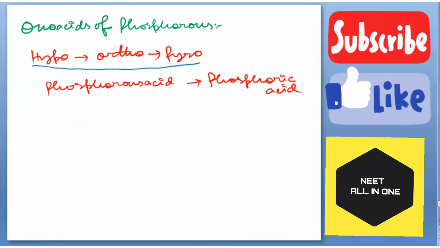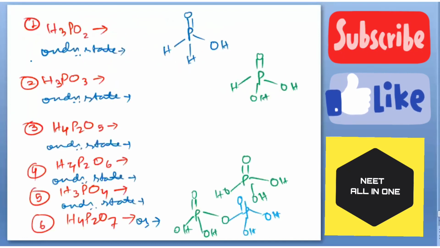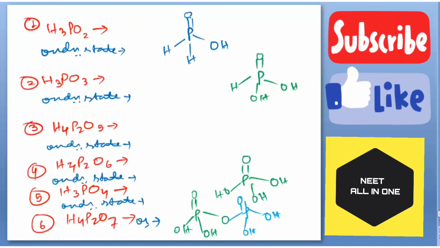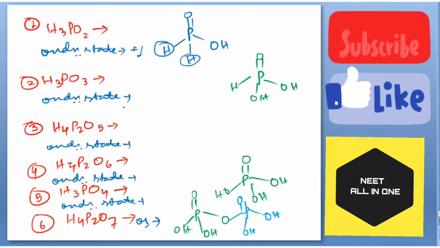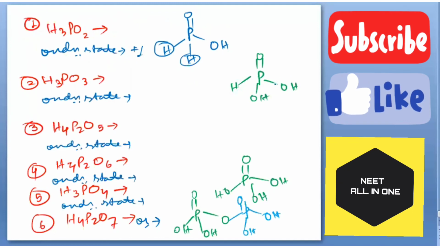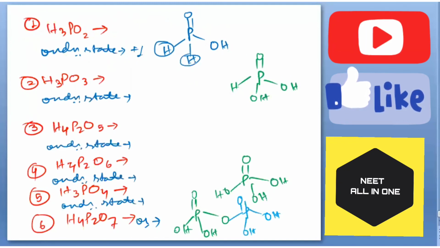Then let us see the structures. I have shown you the important structures only. That is H3PO2. As we can see, a double bond is present on the upper side of P, and here is OH, and two H are present here. Okay, and the oxidation state will be +1 on P. Then H3PO3. In H3PO3, we can see that one hydrogen is less here and is replaced by OH, and its oxidation state will be +3.